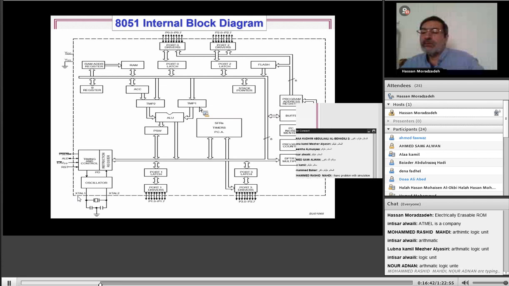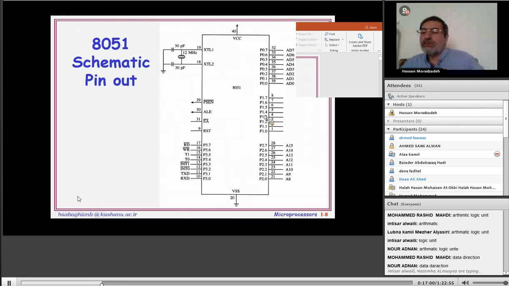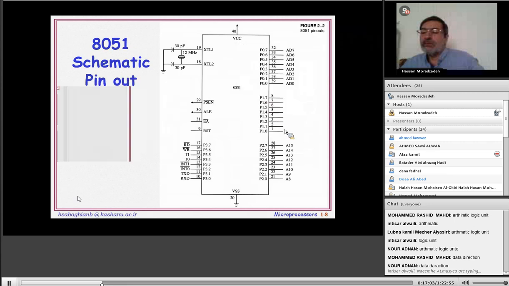Here it's better. We see port 0, port 1, port 2, port 3. In ATmega we said port A, port B, port C, port D. For example, port D. We said DDR-D, DDR-A, DDR-B, DDR-C. What was DDR-A, for example? What was DDR? Data direction, okay, for example as input or as output.